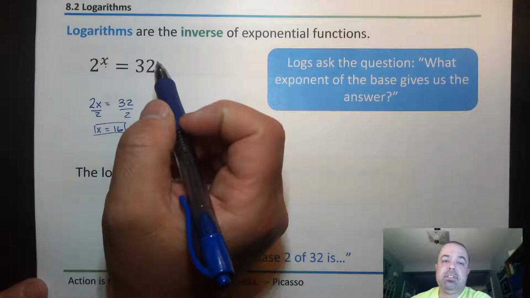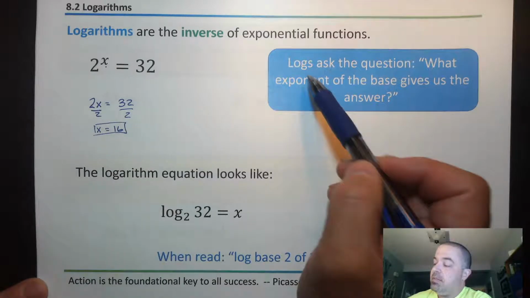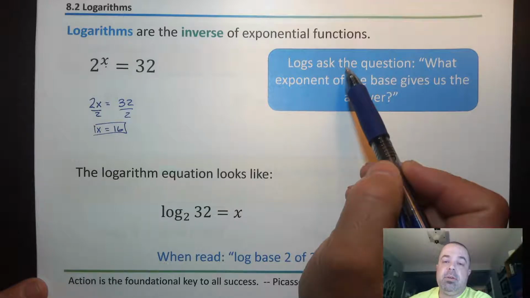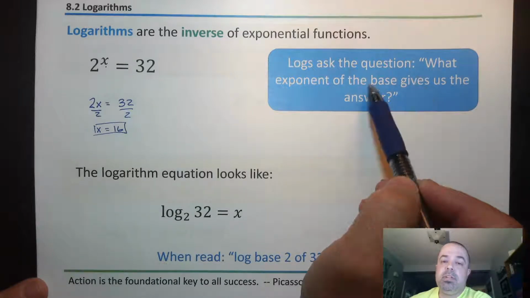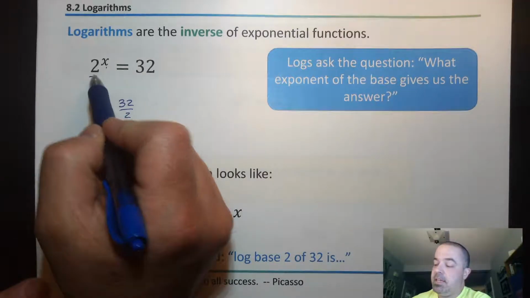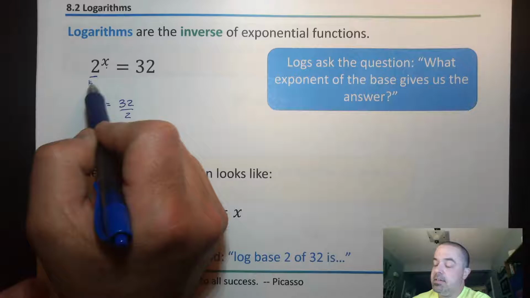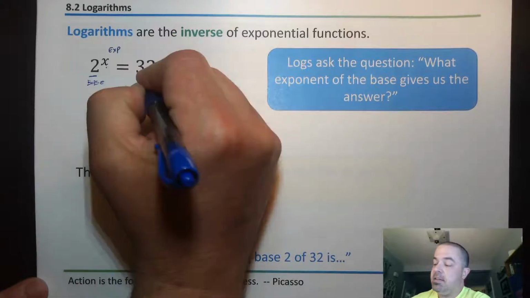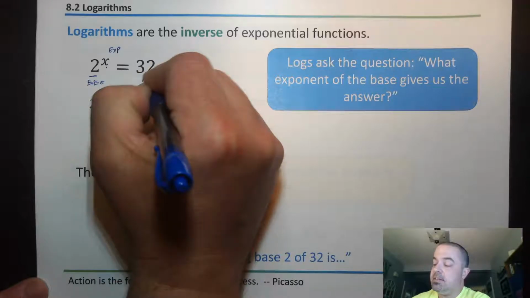And it actually is pretty simple. This is a very important thing, and I will keep going over it, right? Logs ask the question, what exponent of the base gives us the answer? Now remember, this is the base, this is the exponent, and this is the answer, okay?